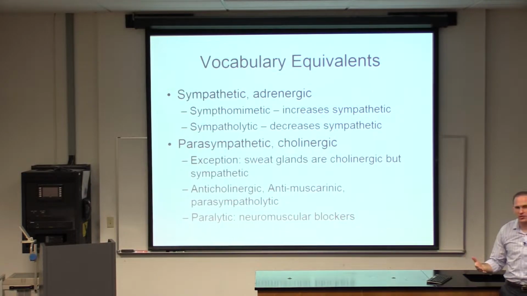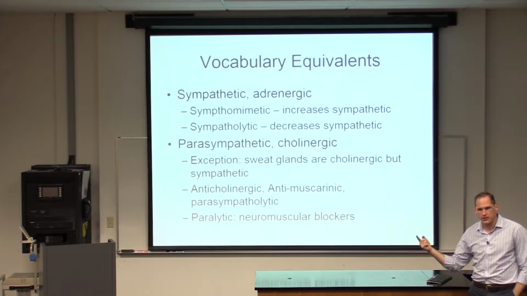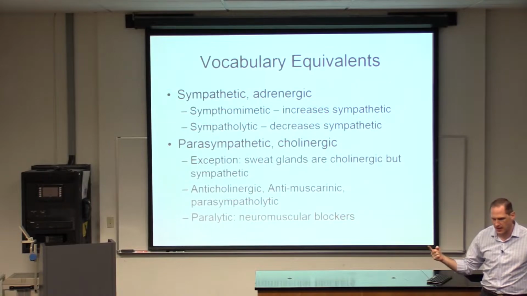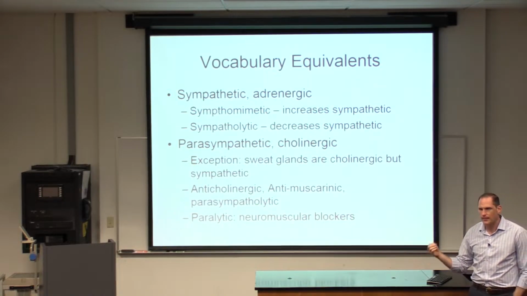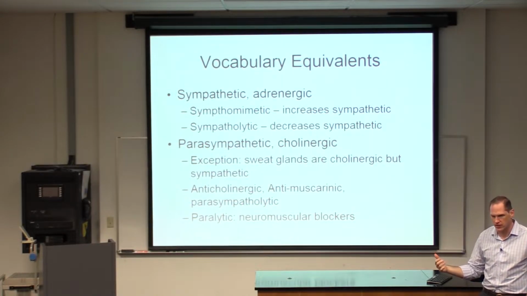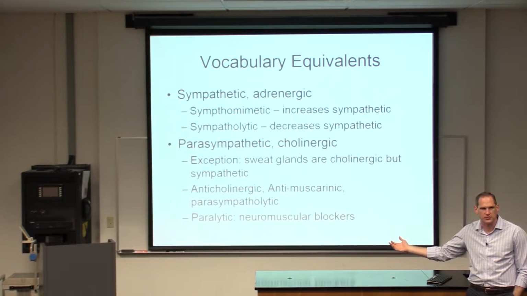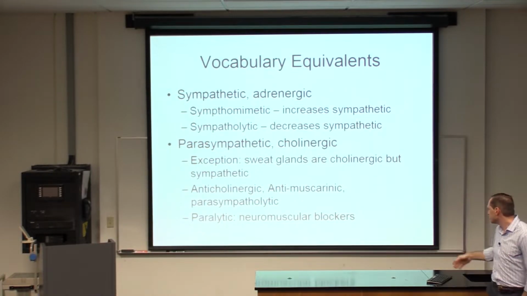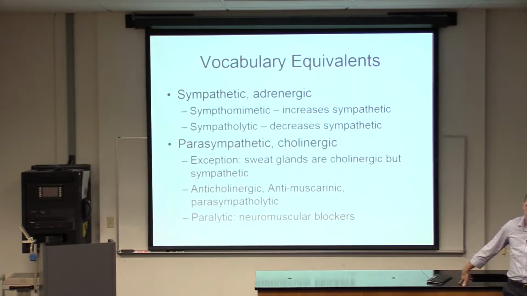Now, technically, the term anticholinergic also includes the nicotinic N and nicotinic M as well. But in practice, when people talk about anticholinergic drugs, 99% of the time, they're talking about antimuscarinic drugs. And then we have paralytics, which block nicotinic M receptors, or neuromuscular junctions.